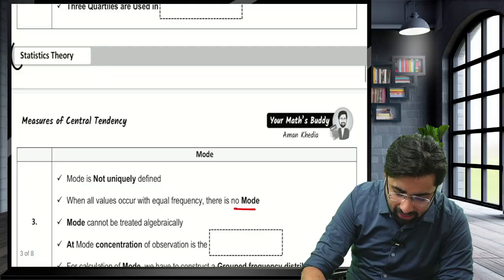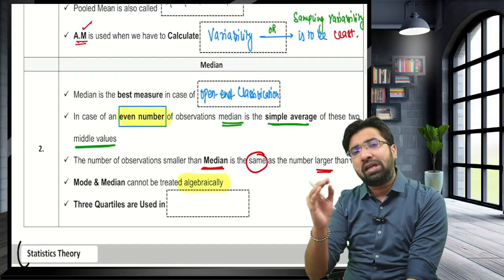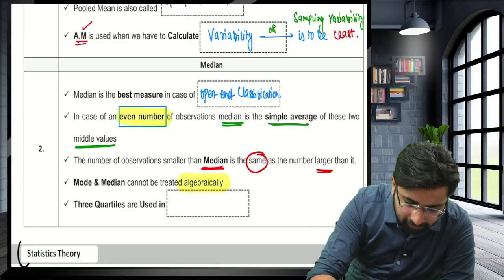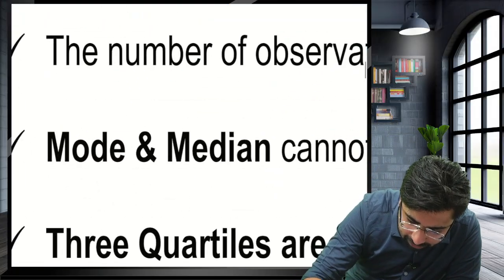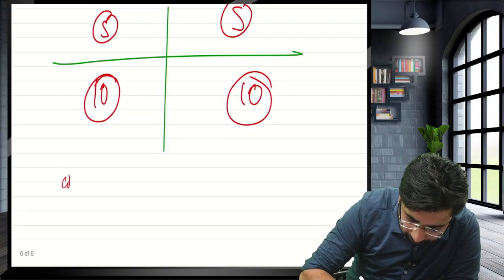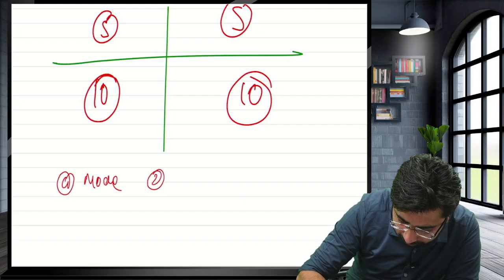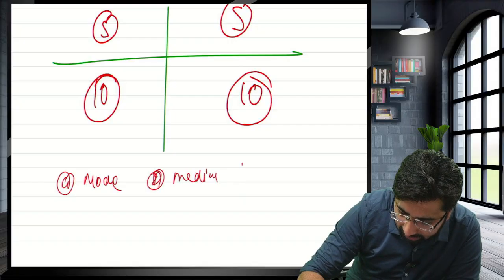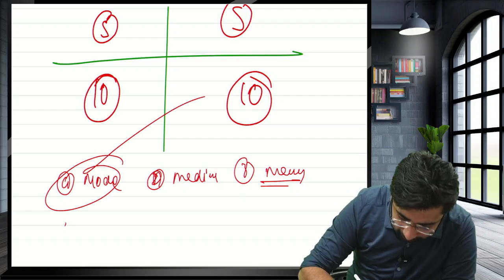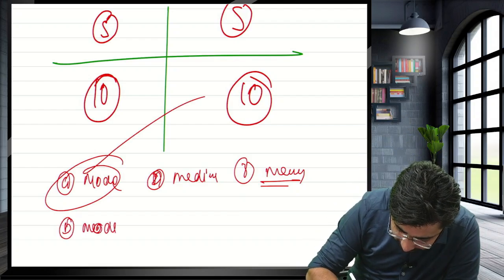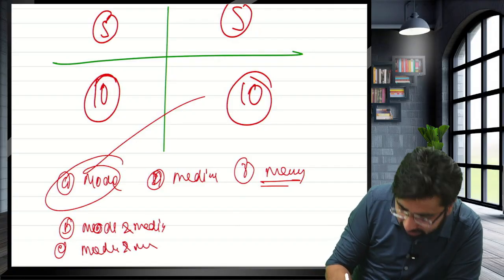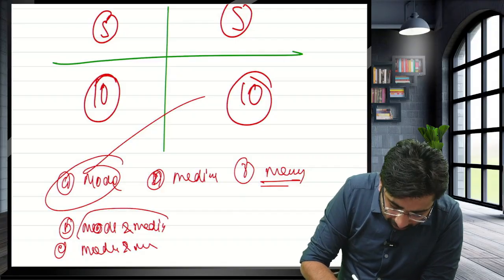But if they give you mean, median and mode in 3 different options, don't get confused between median and mode. Give first preference to mode. If the options come like this, which cannot be treated algebraically: mode, median, and mean, you should say mode cannot be treated algebraically. But if I give you options like mode and median, mode and mean, something that makes a pair of two, then take the pair of mode and median.